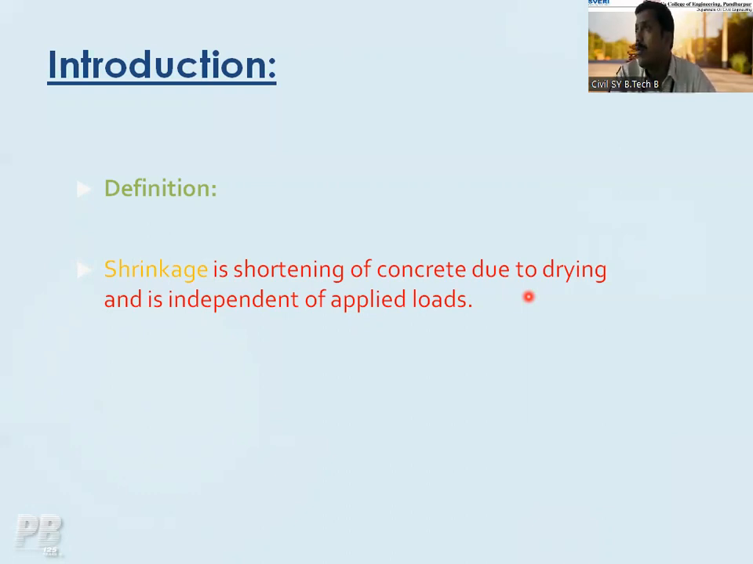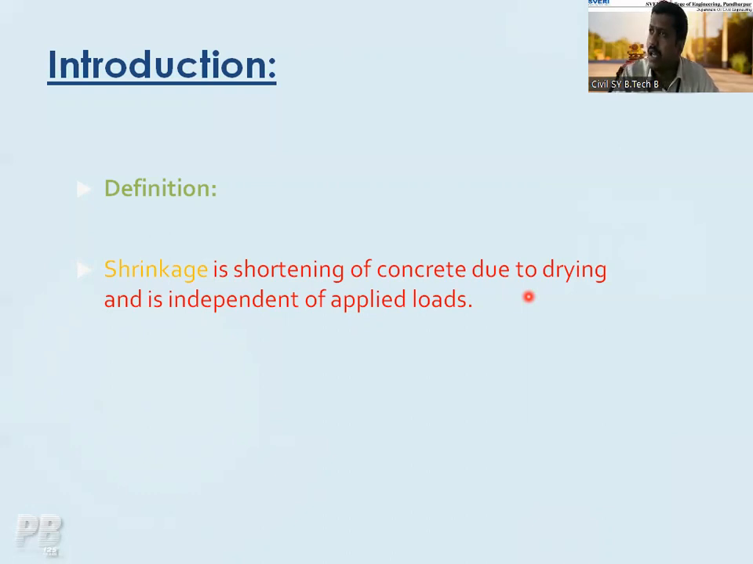So any type of load acting on your structure, it may be the self weight acting on the concrete body, the live load, the impact load, the wind load, any type of load acting on the body, it is independent for the shrinkage.